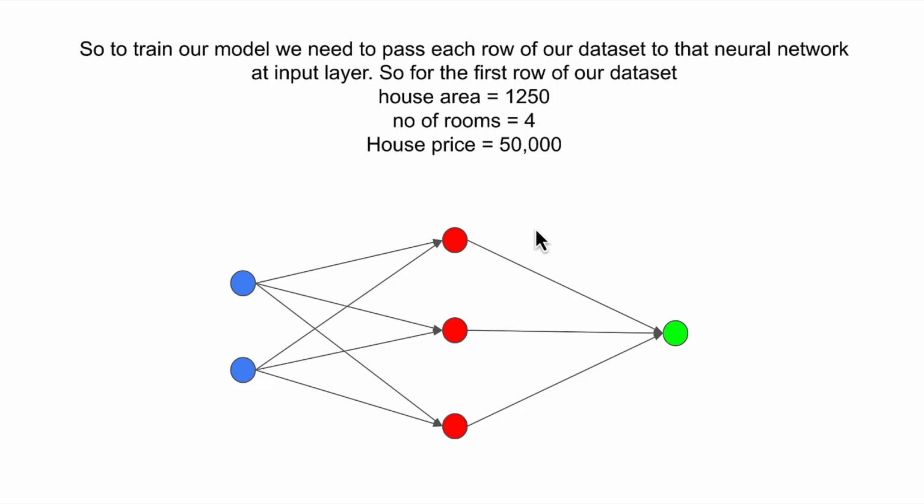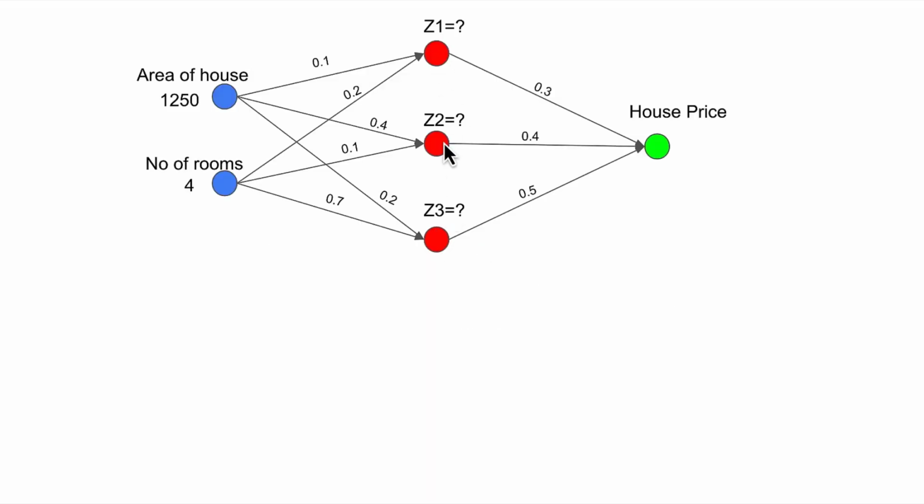So for the first row of our dataset, the house area is 1250 and the number of rooms is 4. And the actual price of that house is 50,000. So now we are going to pass the area and the number of rooms at the input layer. So we are going to pass 1250 for the area and 4 for number of rooms. And after passing the data here at the input layer, the next step is calculating the values of neurons in the next layer. So let's name these neurons as Z1, Z2 and Z3. And now we need to find the values of neurons in the hidden layer.